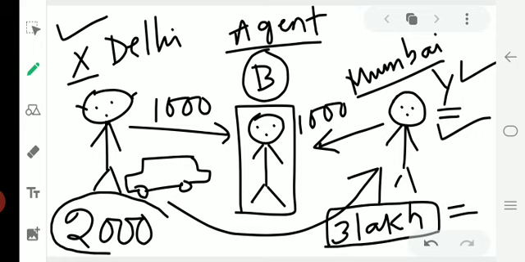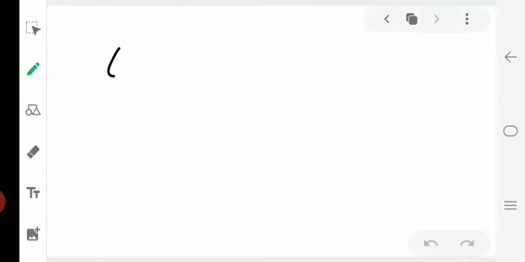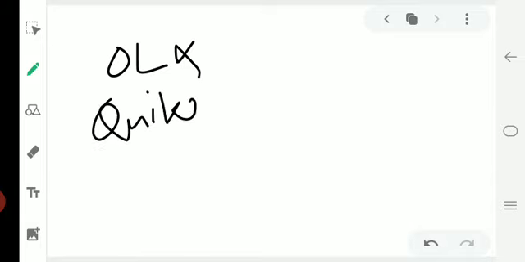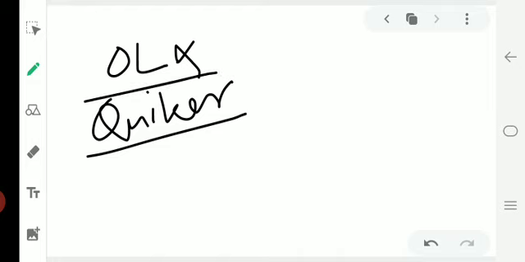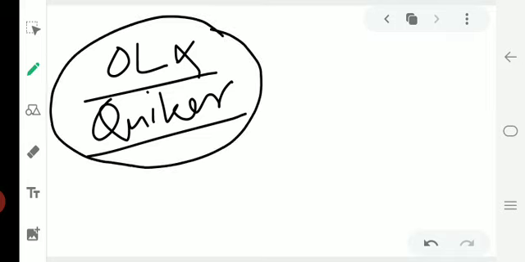So this commission will be included in the national income, even though it comes from the sale of a second hand car, because the service that B is rendering to X and Y is a productive service, and that's why he is getting 2000 rupees income. That is exactly what OLX and Quikr are. These are such agents who help you sell your product to parties you don't know, and by helping you sell your items, they earn some income. Whatever income they earn is also a type of commission, and that is included in the national income calculation.